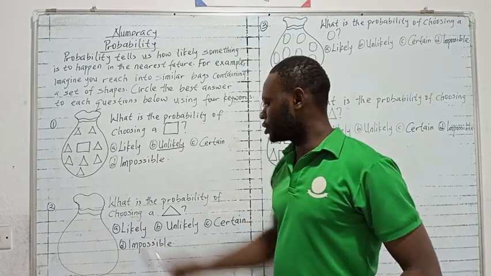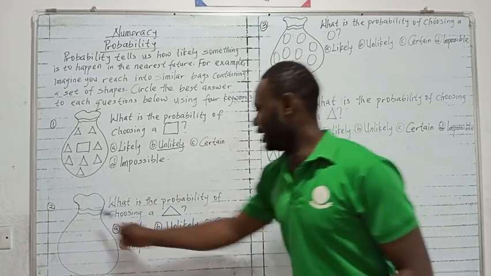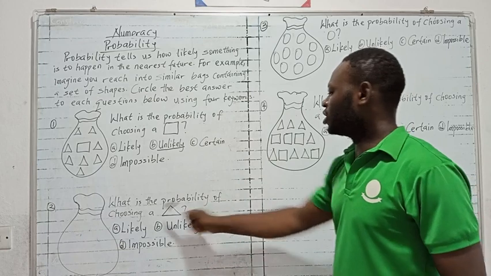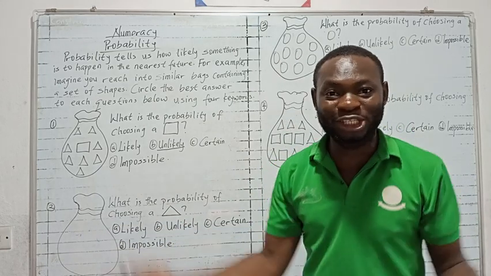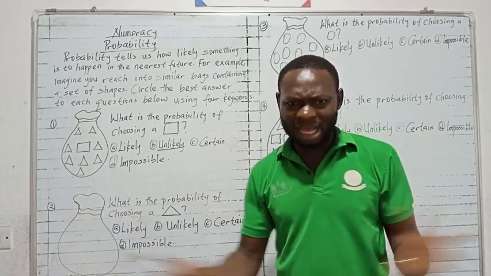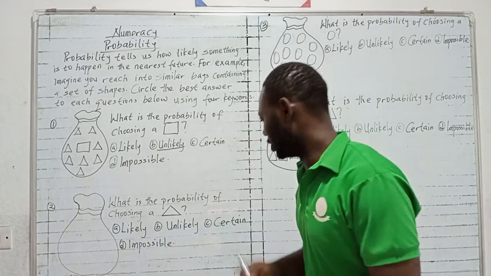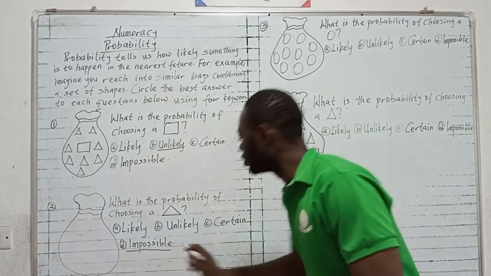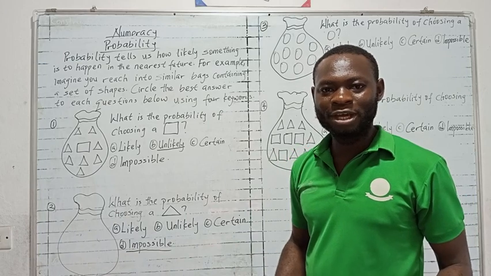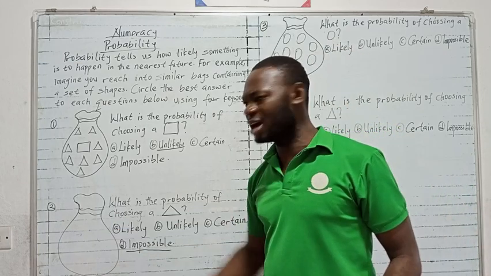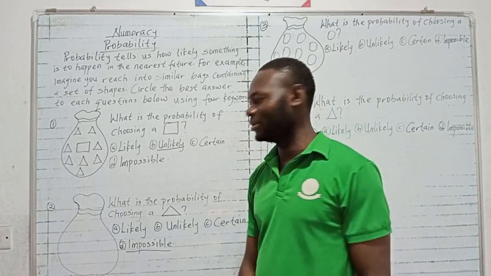Looking at the second box, you see that in this bag, there is nothing inside, no shape inside. And the question is asking you, what is the probability of choosing a triangle inside a bag of empty shapes? Inside a bag that has no shape, an empty bag. Is it possible? You say that it is impossible because there is no shape in the bag. Okay? It is impossible to choose a triangle from a room that contains no shape.